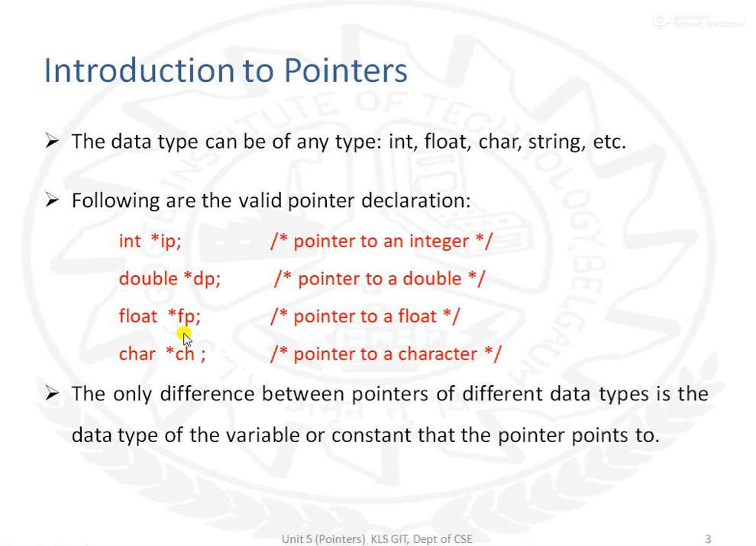Float *fp, fp is a pointer variable name of floating data type. Character *ch, ch is a character pointer which has been used. Now the difference between a pointer variable and a simple variable is that a pointer variable stores the address of another variable.